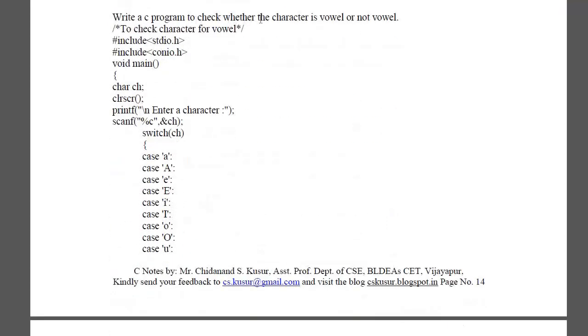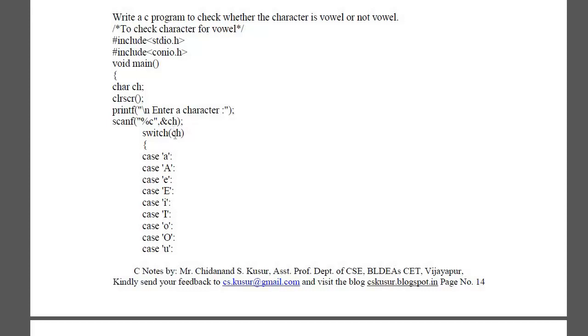Write a C program to check whether the character is a vowel or not a vowel. It reads one character that will be stored in ch. That one we pass. If you enter characters like A, E, I, O, U, that is what we call a vowel. Other than A, E, I, O, U, that is a consonant.